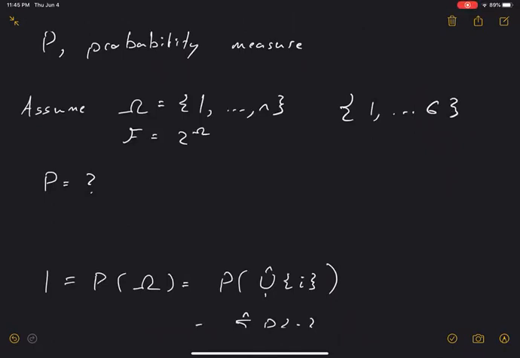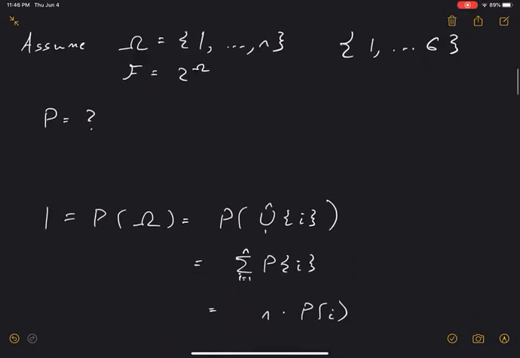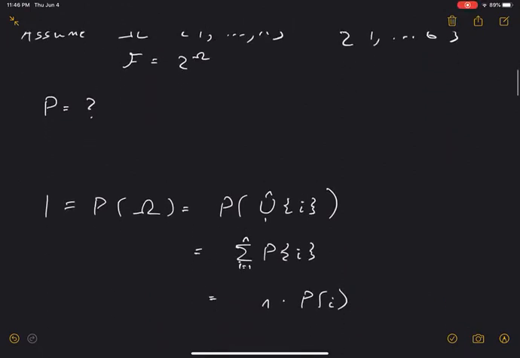Then if we would like all of these possible outcomes, primitive events, elementary events, if we would like all of those to be equally likely, what does our probability measure look like? Well, we know we want the probability of all of omega to be equal to 1. So we have 1 equals the probability of omega.